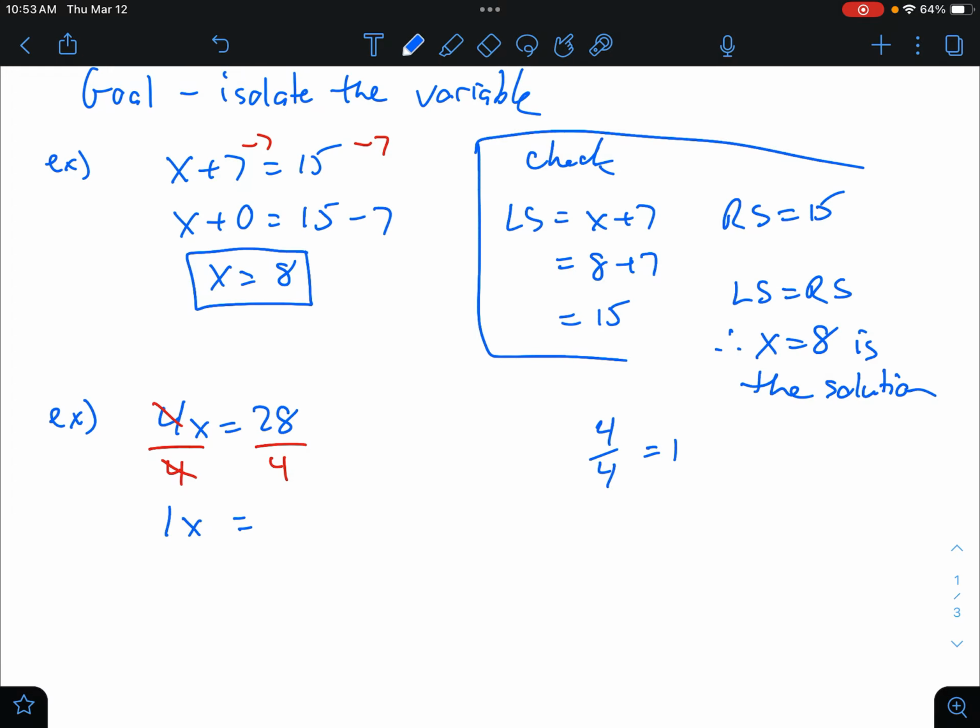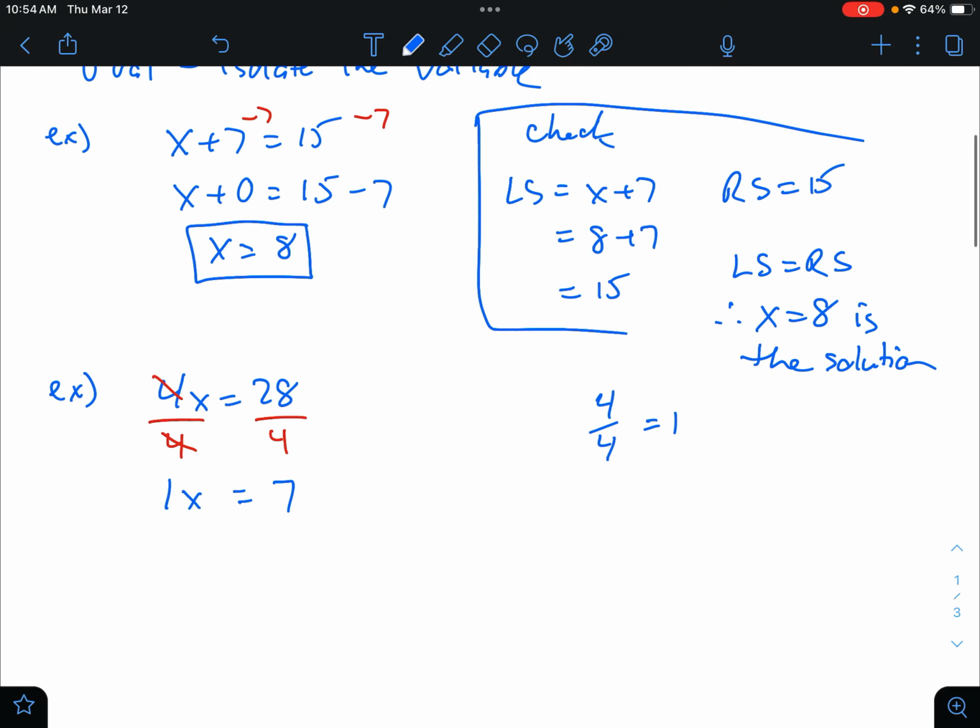So the right side becomes 28 divided by 4, which actually is a 7. So now the only other thing I did was I put 1x. Let's just write it as x instead, because 1x is x. So that is my equation.